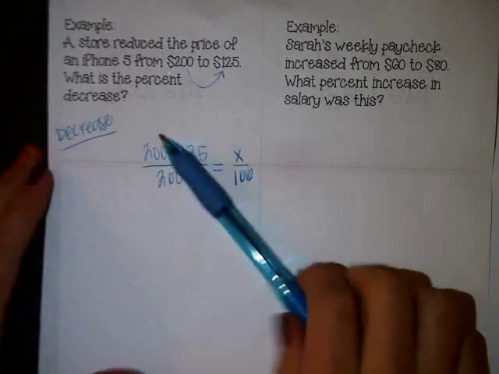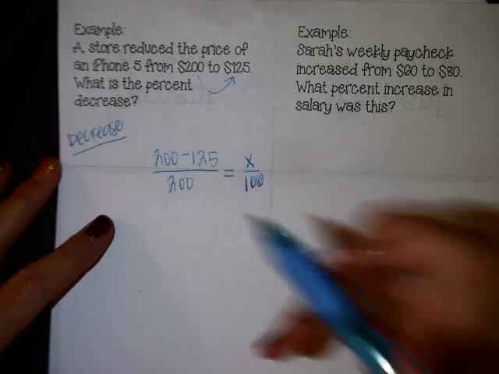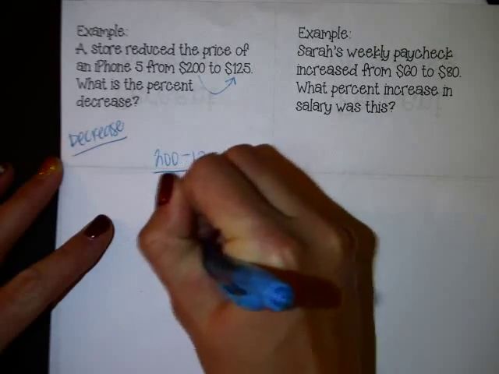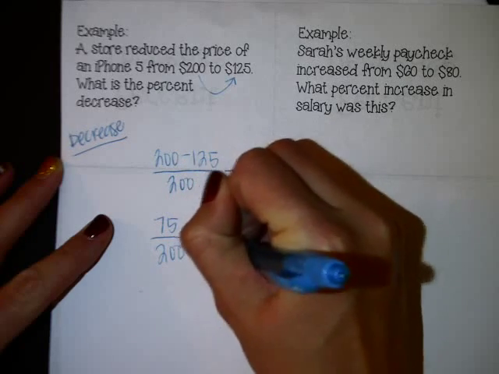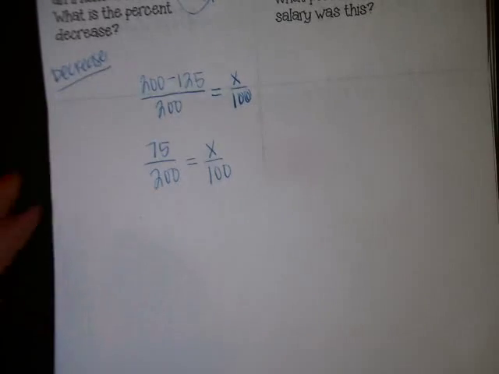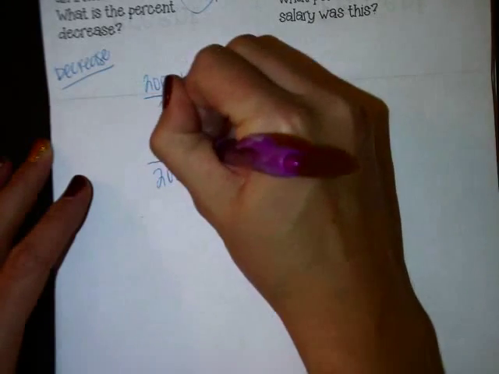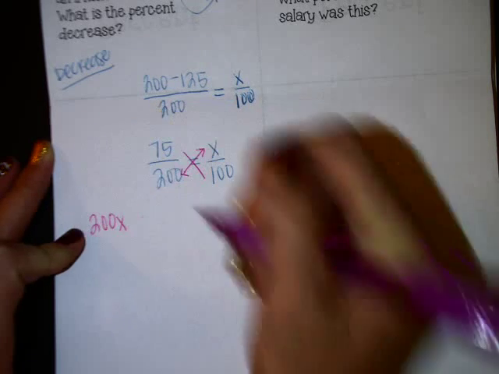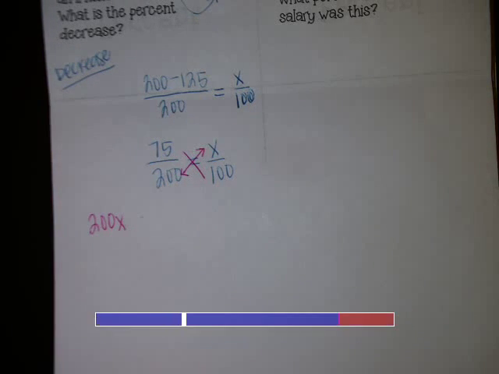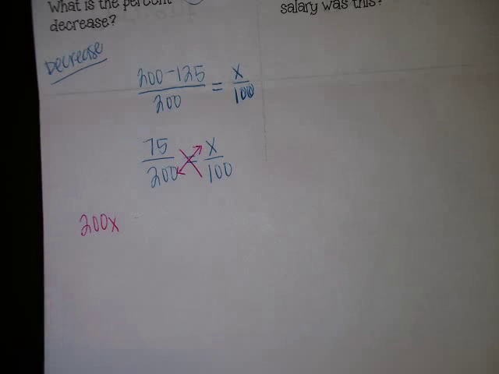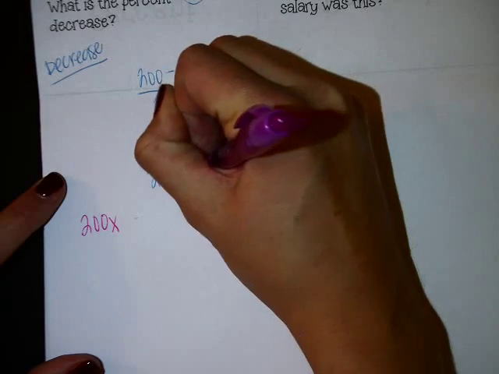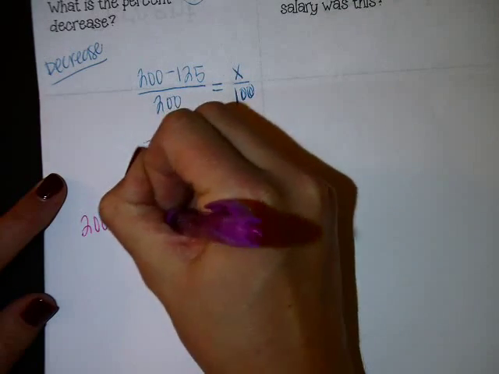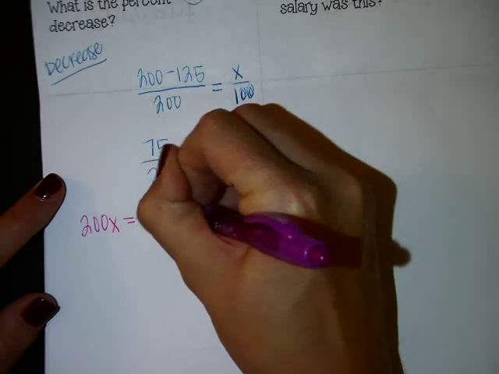So you're going to take 200 minus 125, which is going to give us 75. Okay? And I'm going to say 75 over 200 equals x over 100. Okay? So then I'm just going to cross multiply. So I've got 200 times x, which I can't do since x is not a number, so I'm going to write that as 200x. Sorry, it's kind of blurry. Okay? And then 75 times 100, I'm going to say 75 times 1 gives me 75, and then I've got two zeros that I covered up. So I got to re-put it.